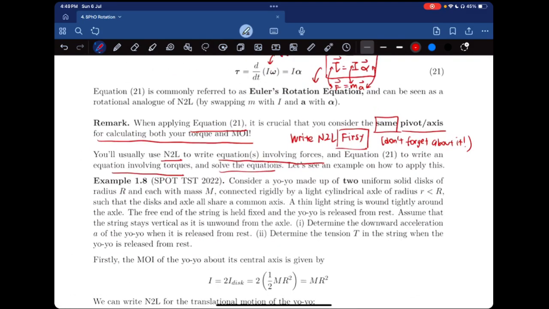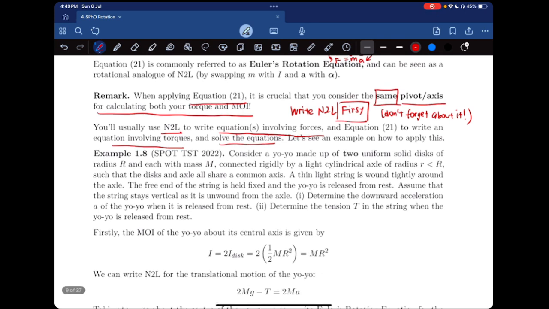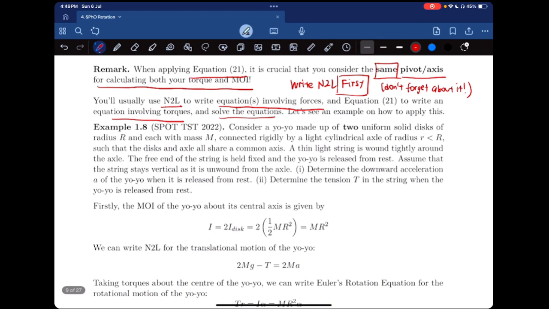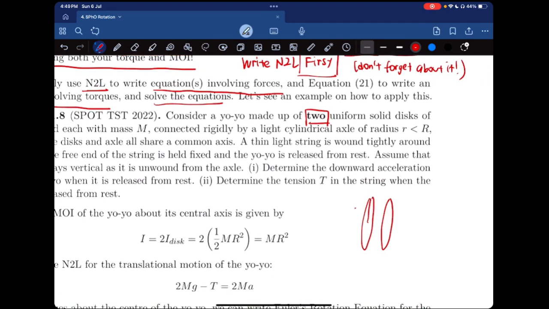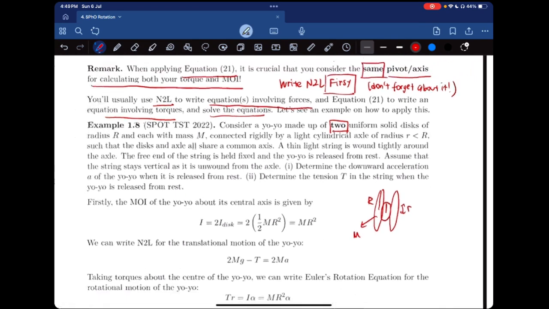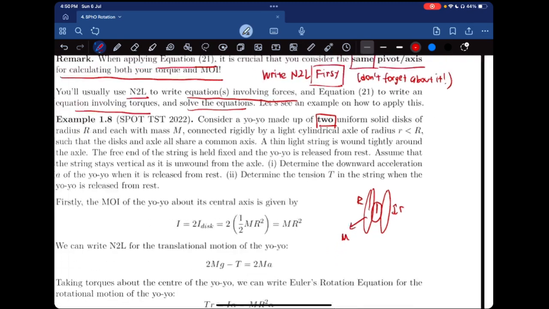Okay, so let's look at an example here from the SPhO TST, which is the SPhO team selection test from 2022. So you have a yo-yo made out of two uniform solid discs of radius r, each with mass m, connected by an axle of radius small r, and all of them share a common axis.